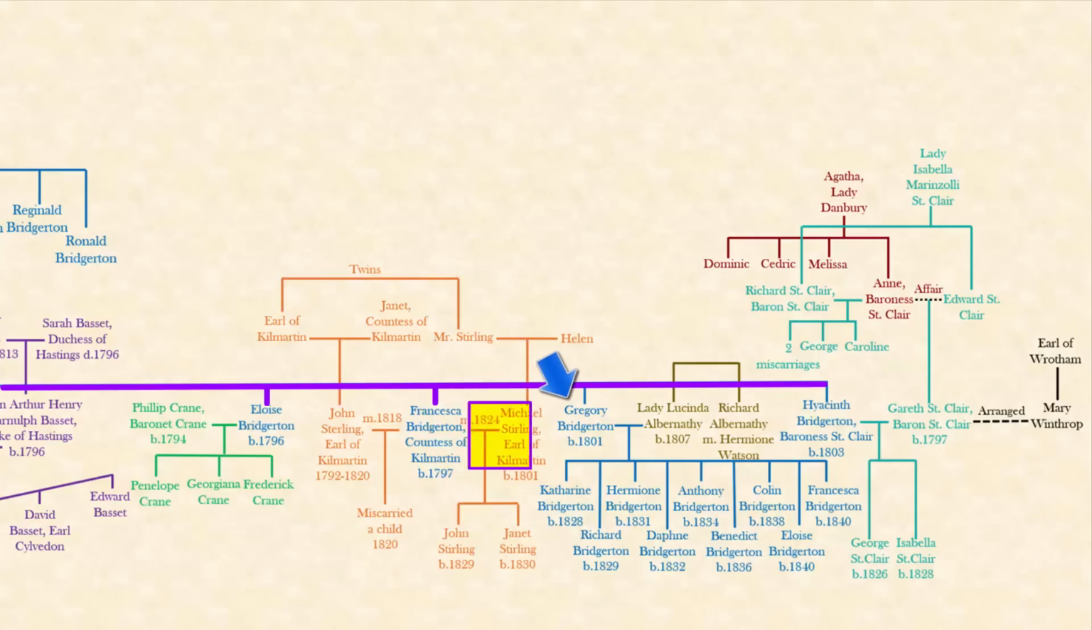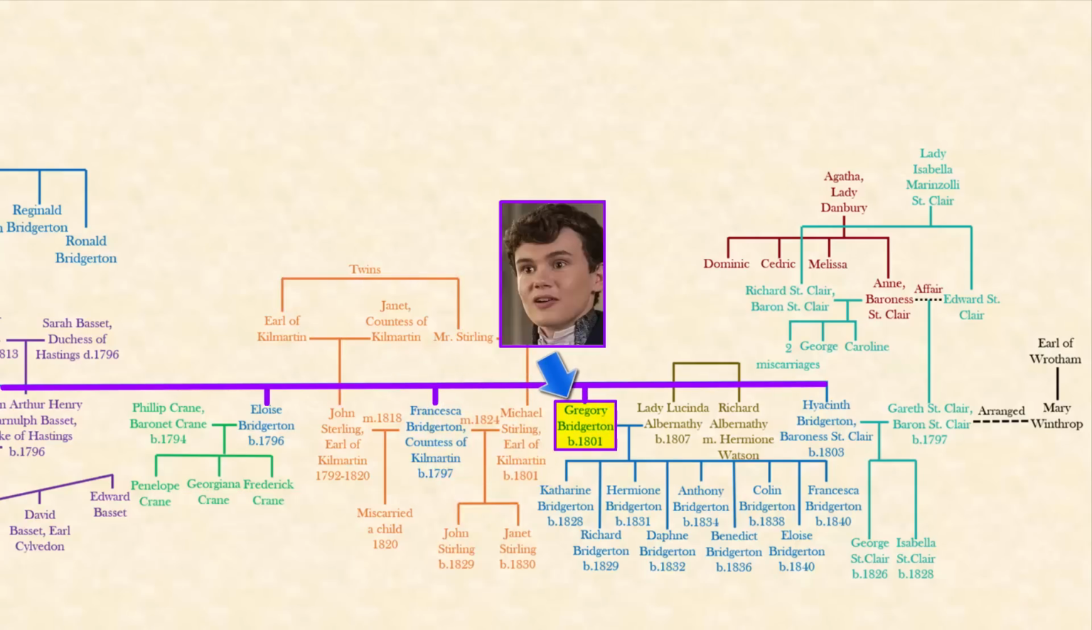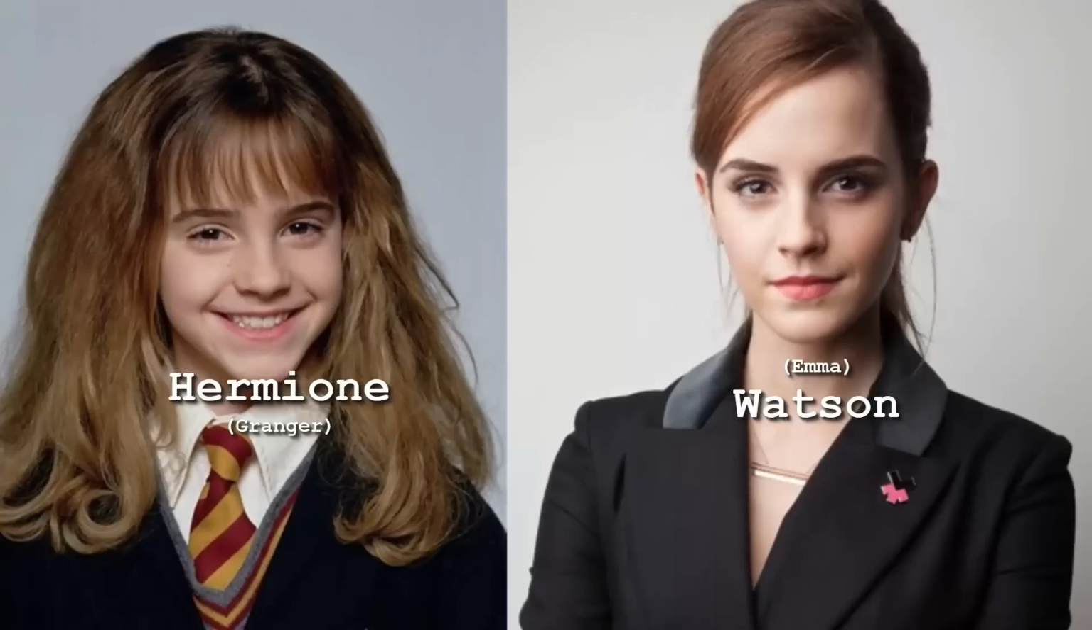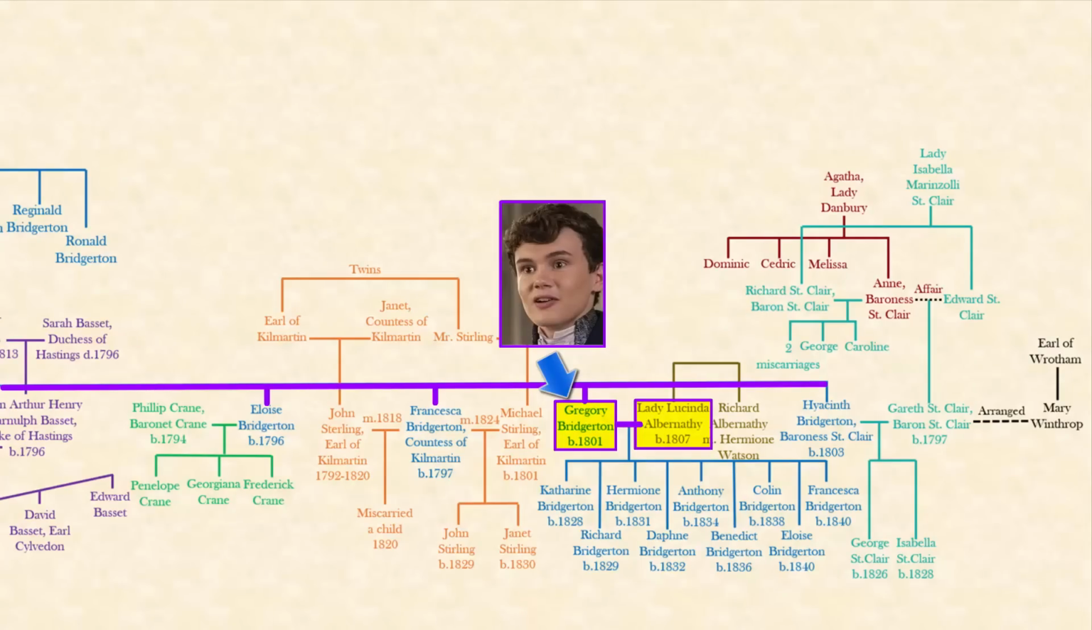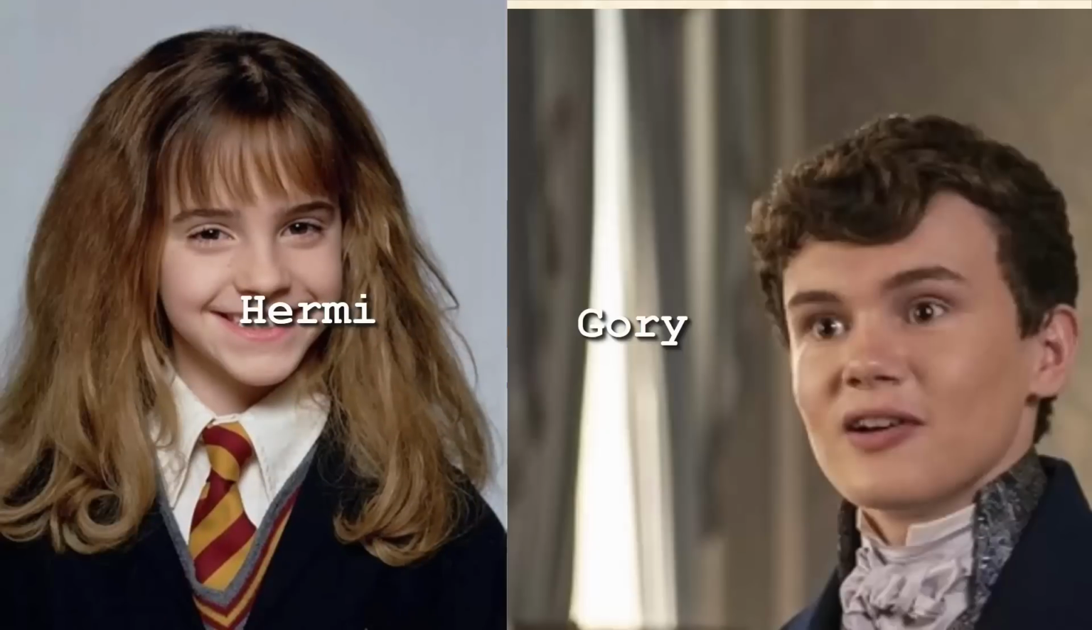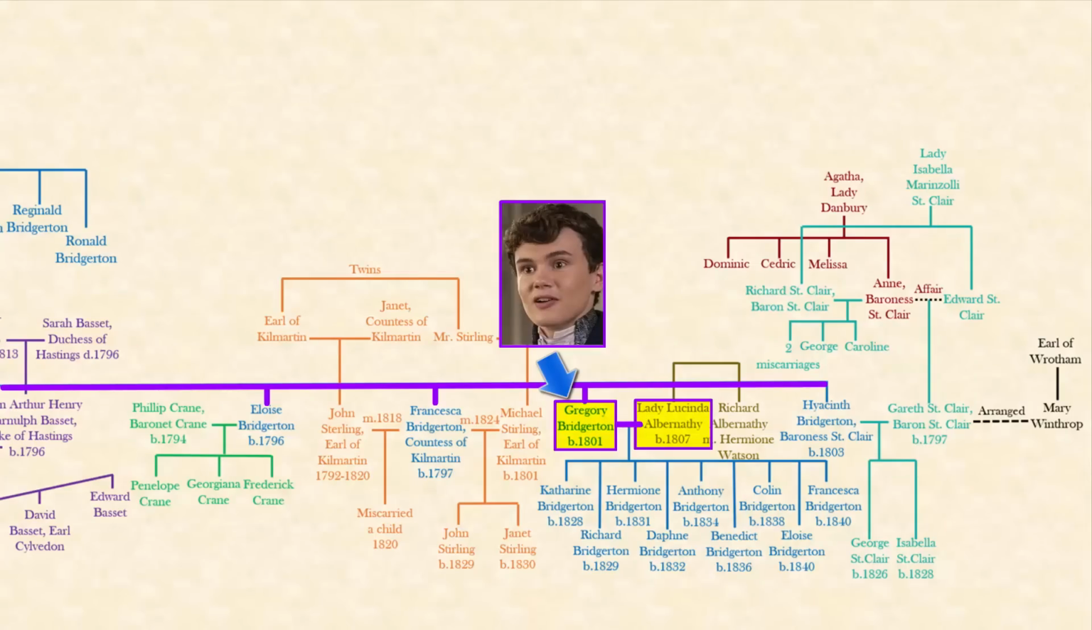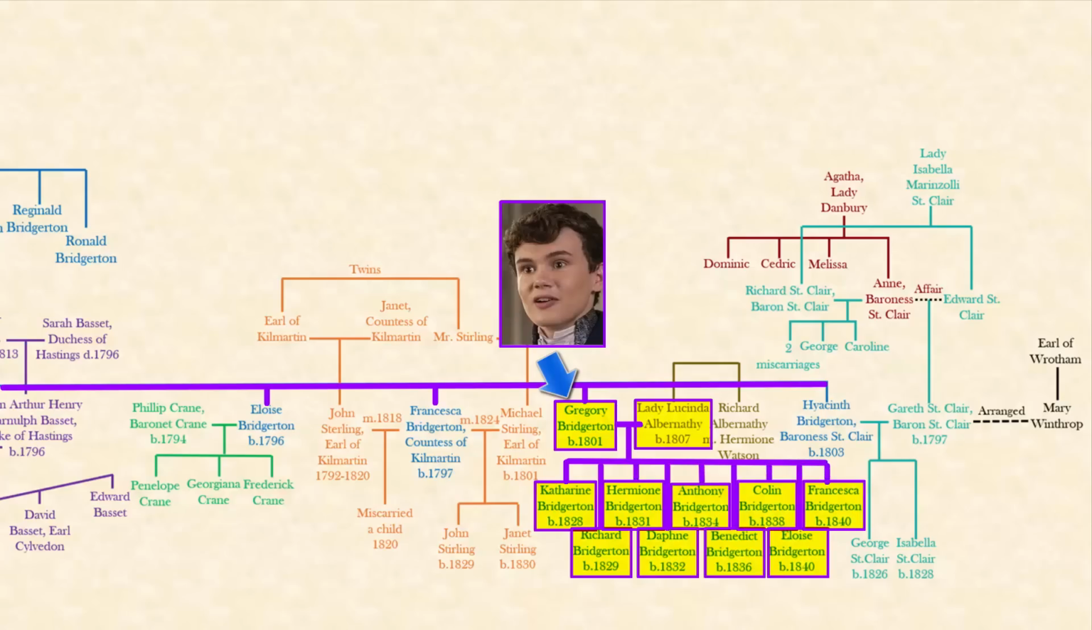Gregory is the second-last Bridgerton child and youngest boy of the family. He married Lady Lucinda. Infatuated with her best friend Hermione Watson at first, Gregory and Lucinda worked together to try and make Hermagory a thing. Long story short, he falls in love with her instead. They have 9 children together, naming them Catherine, Richard, Hermione, Anthony, Benedict, Colin, and Eloise, and Francesca, a nod to their siblings. Her brother ends up marrying Hermione instead.